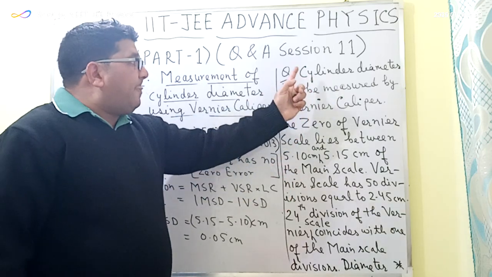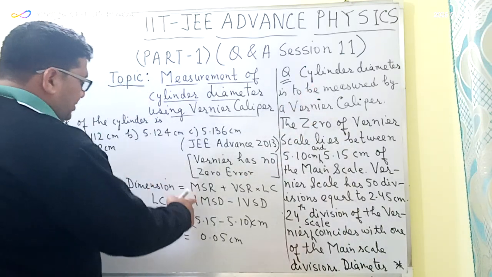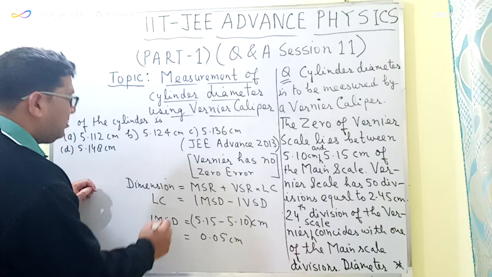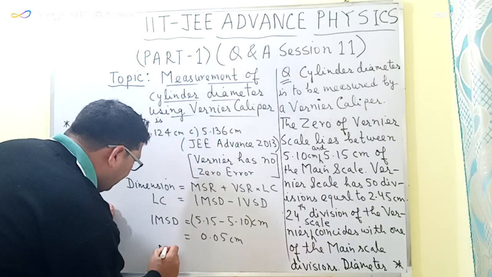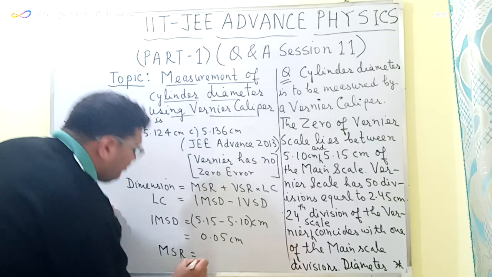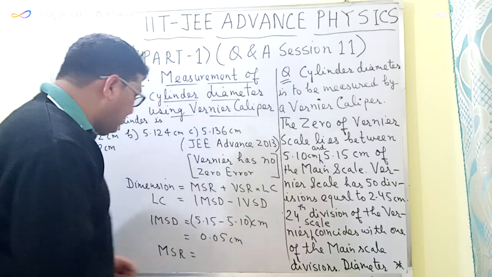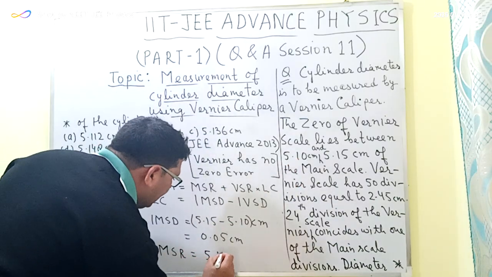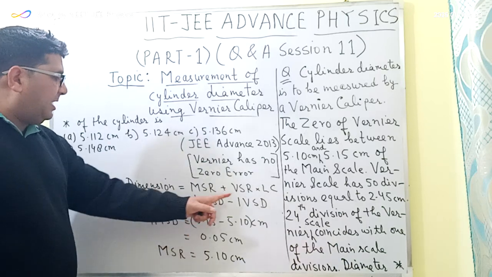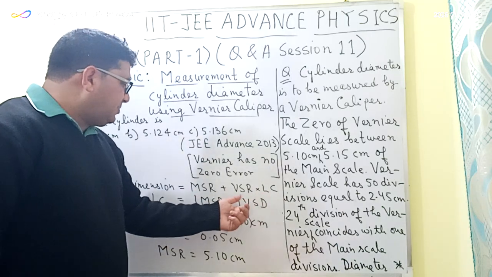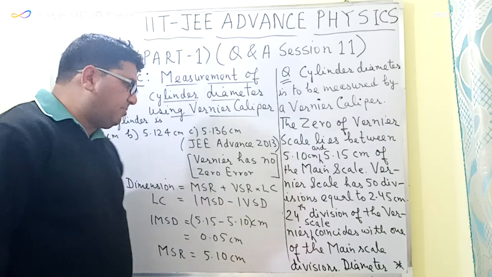So in this question, the main scale reading for measuring the cylinder diameter will be equal to the smaller of these two values. So here 5.10 is my main scale reading, and the value of one main scale division has also come. Now we only have to find the least count, because the coinciding vernier scale reading is equal to 24, which is already given in the question.